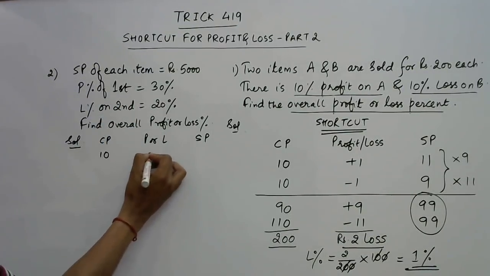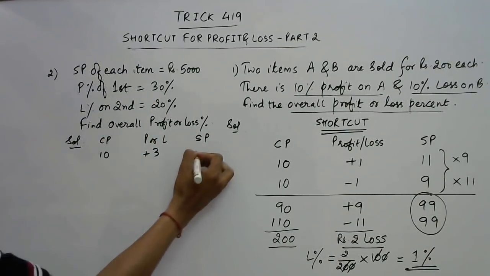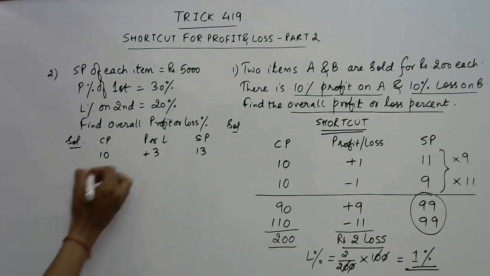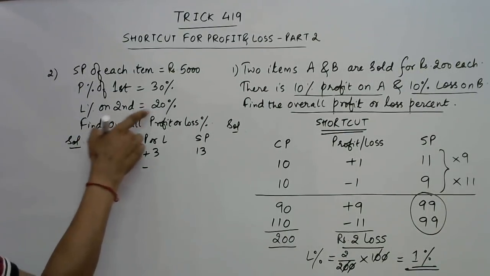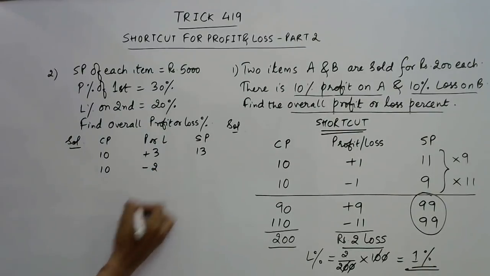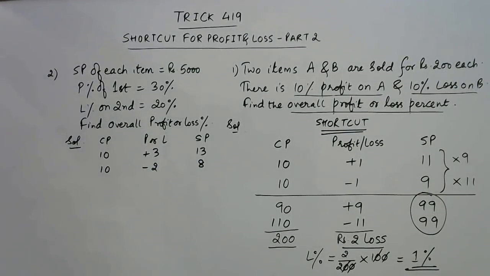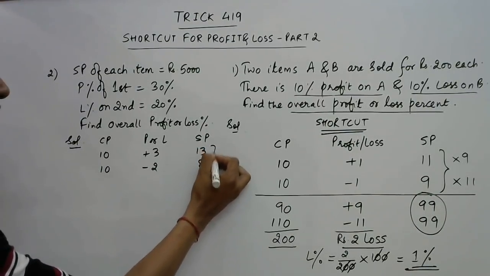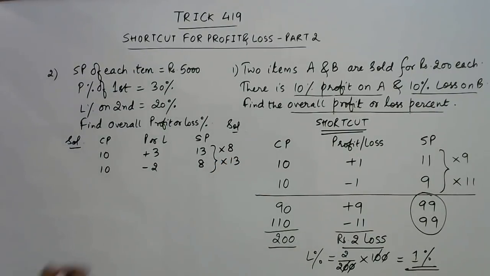Now 30%. So I always take 10 because it's easier to handle. Profit percent means plus, and 30% of 10 is 3. So 10 plus 3 is 13. If cost price is 10, then loss percent is negative. 20% of 10 is 2, and 10 minus 2 is 8. So here we have 13 and 8, but we need to equalize these. So I'll multiply this by 8 and this by 13. So I'll obtain another table.